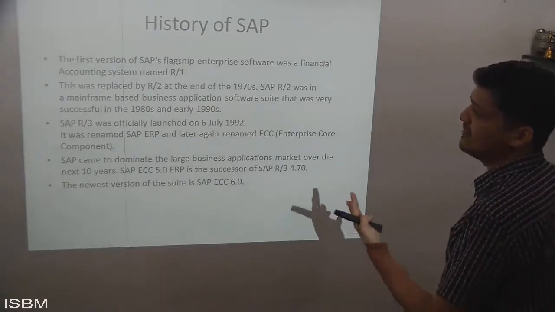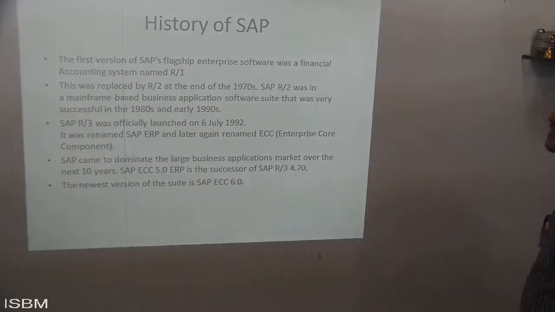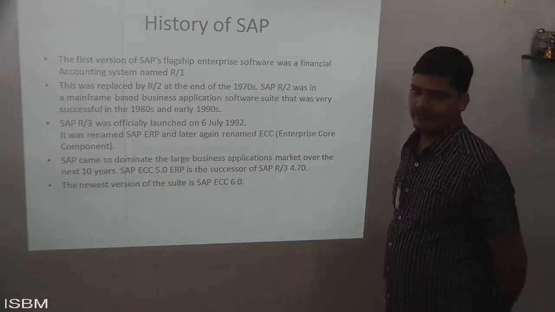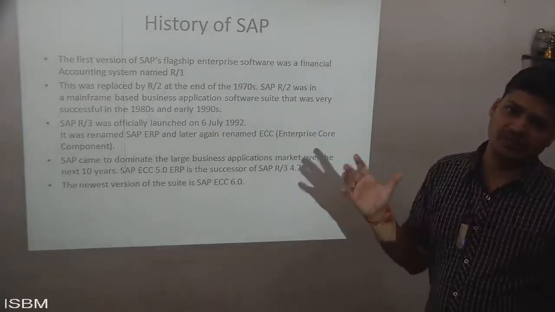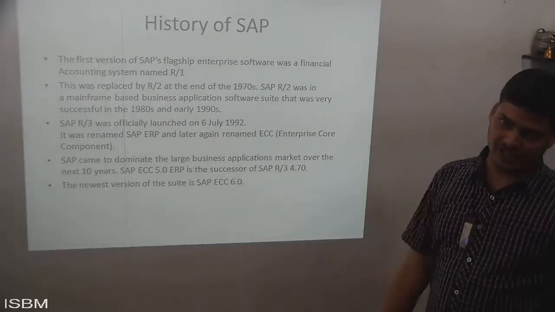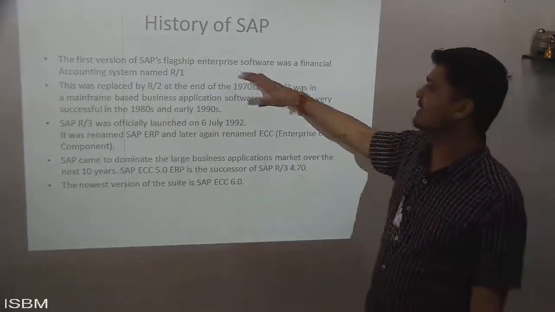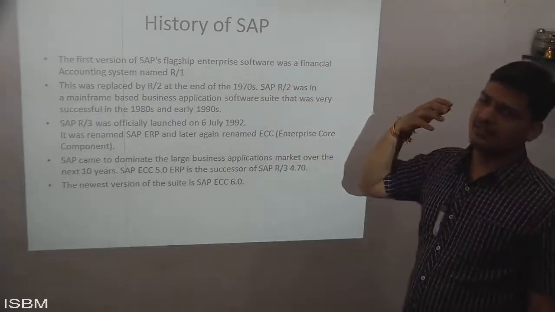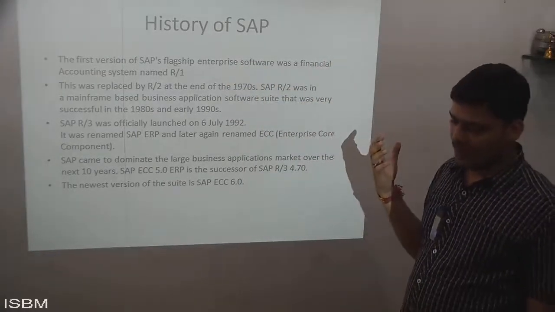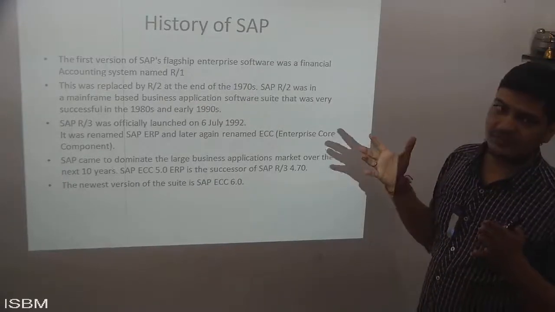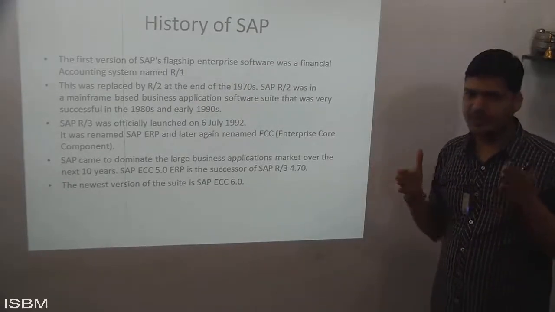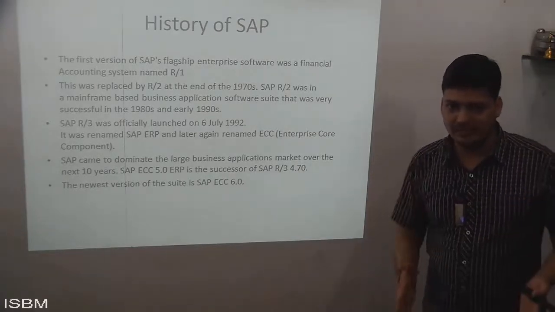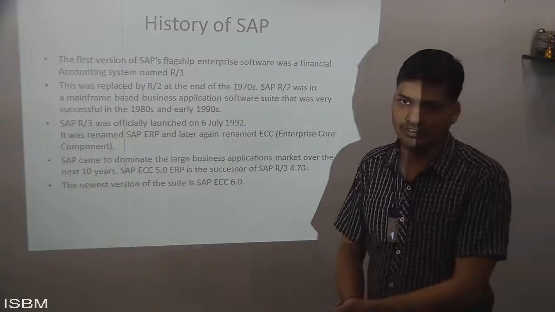Then, the history of SAP. What exactly is the history? The first version of the SAP flagship enterprise software was financial accounting. The first software came in 1972 or 73, and it was nothing but financial software, because at that time MRP was there. The problem is that when a user is working on a particular software, it is very difficult to convince them to switch to another software.